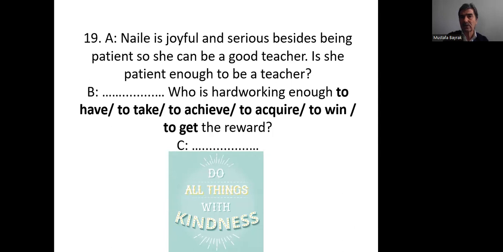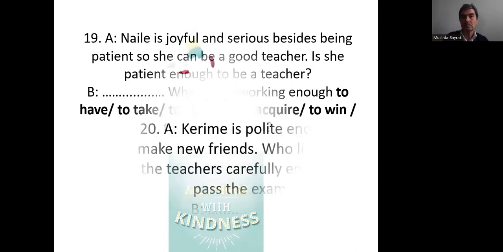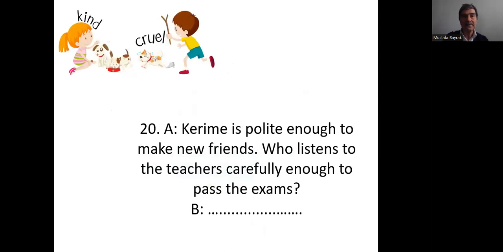Who is hardworking enough to achieve, to acquire, to win, to get the reward? Mahmud is hardworking enough to get the reward. Kind and cruel, the opposite of each other. 20. Kerime is polite enough. Kerime is polite enough to make new friends.